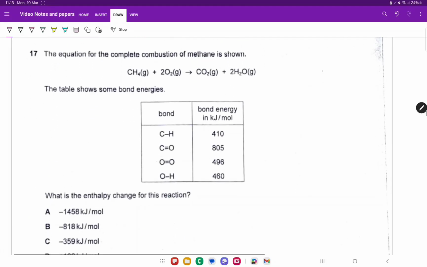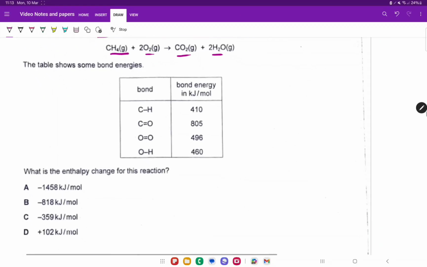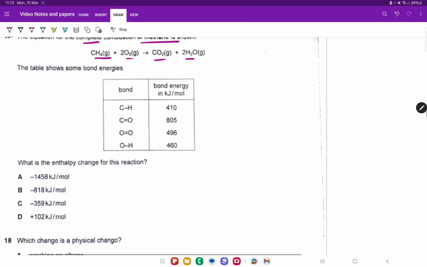Next, question 17. The equation for the complete combustion of methane is shown below. Methane plus oxygen forms CO2 plus water. The bond energies are shown here, and we have to find out the enthalpy change. So whenever you are finding the enthalpy change, it is the summation of bond broken energy minus bond forming energy.